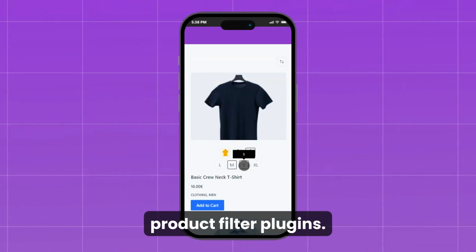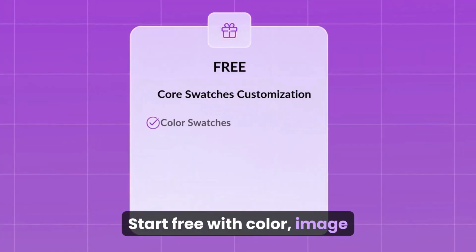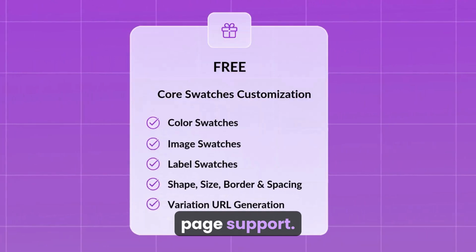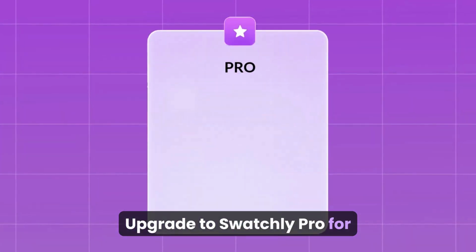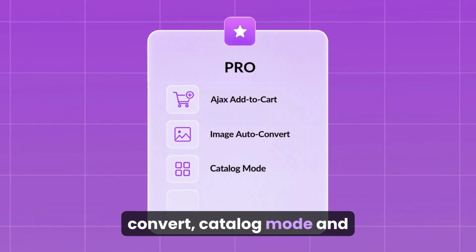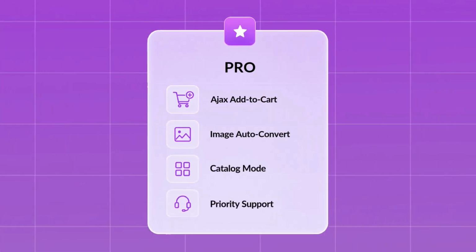Product Filter plugins. Start free with color, image, and label swatches, customization, and shop page support. Upgrade to Swatchly Pro for Ajax Add to Cart, Image Auto-Convert, Catalog Mode, and Priority support.